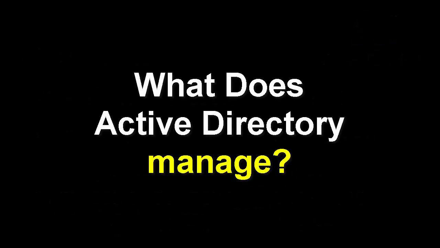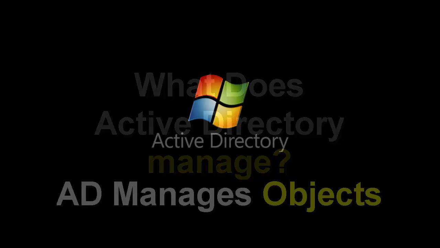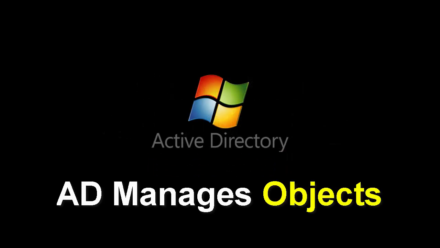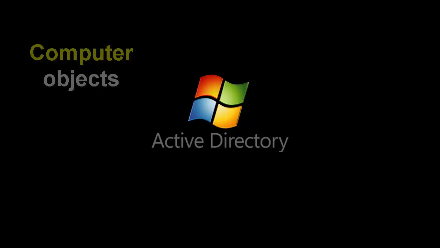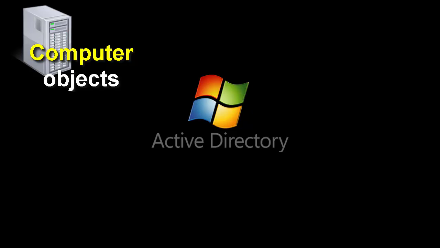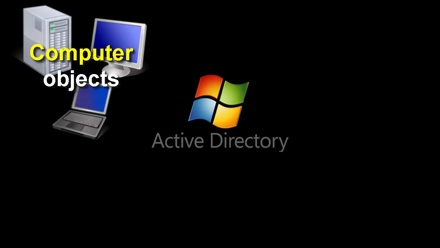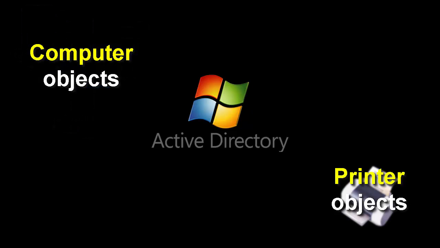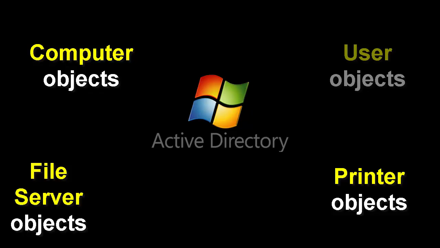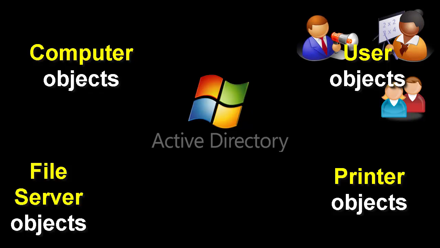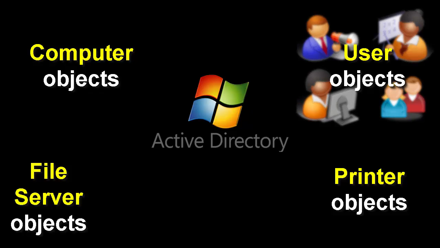What does Active Directory manage? Active Directory, also known as AD, manages objects. There are several different types of objects within Active Directory. Computers, and that includes servers, desktops and laptops, printers, file servers, and there is at least one file server in each school; users, which includes students, teachers, and office staff, as well as the central office administrative staff.